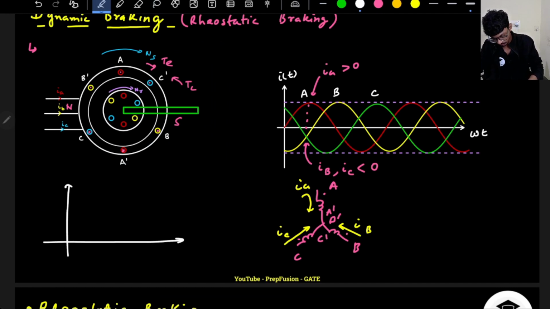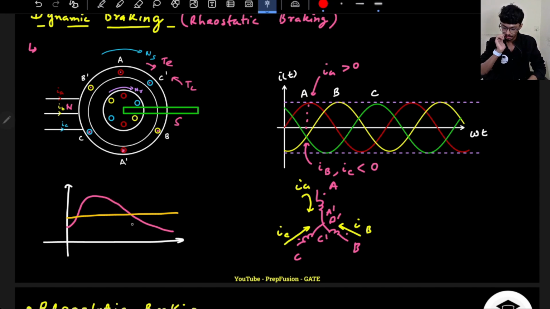If you remember, this was my torque speed graph, right? So this was my load torque line. Of course, the developed torque and load torque will be in opposite directions. So at this point both of them will be stabilized, correct?